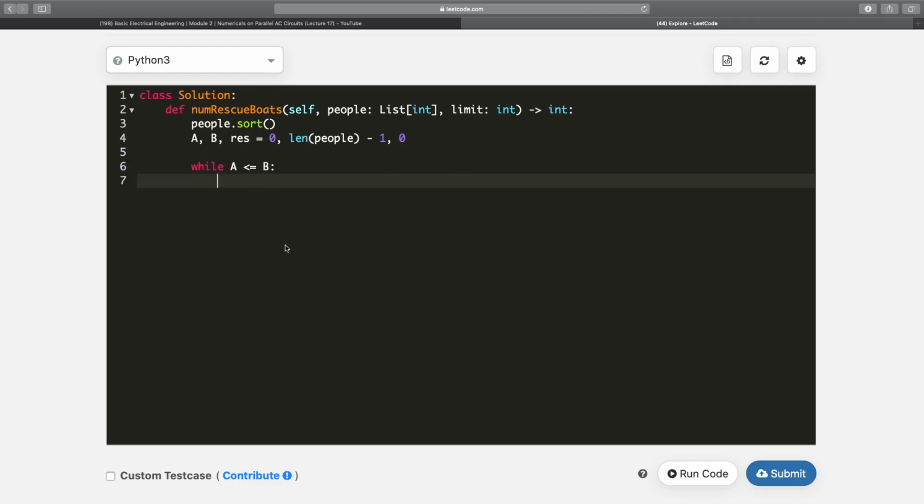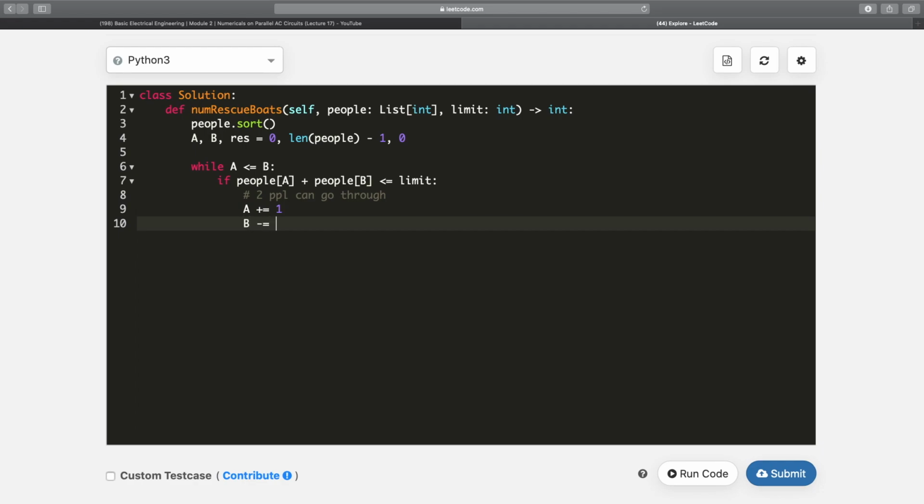The first thing that we want to do over here is check if we can actually accommodate 2 people. To do that, it's pretty simple. We're going to go inside of people, go to the A index, and add whatever weight is over there to whatever is at the B index. Now we have a total weight, and we need to check if this weight is less than or equal to whatever limit we have. If this value is less than or equal to the limit, that means 2 people can go through. Since 2 people can go through, the A value is going to increase by 1, and the B value is going to decrease by 1.